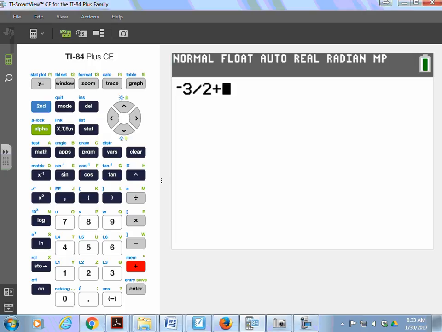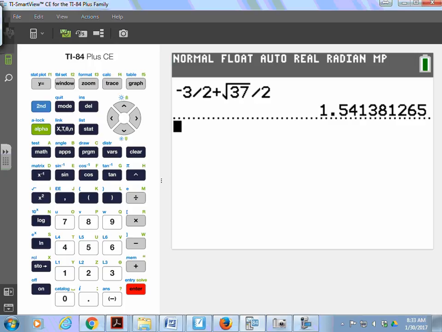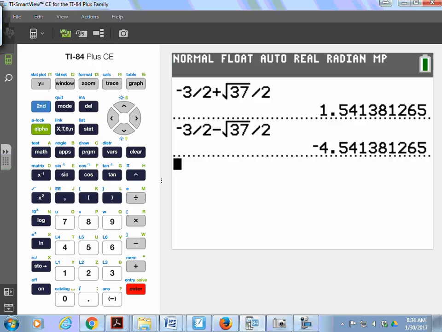Okay, and so I'm going to type it in my calculator both ways. Square root 37, and then you have to make sure you get out from under the fraction bar, divided by 2. Okay, there's the positive answer. Now, to get the negative answer, all I need to do is go back up here, hit enter, and change this to a minus sign. All right, so there's my two answers.